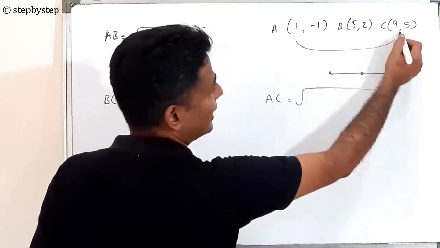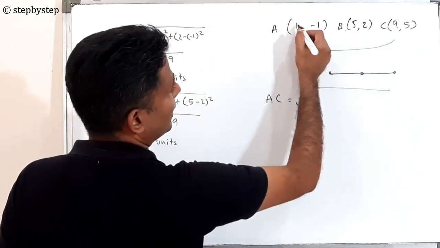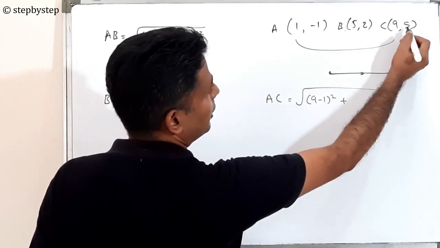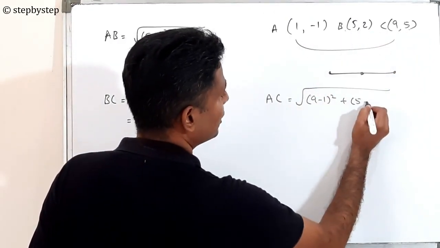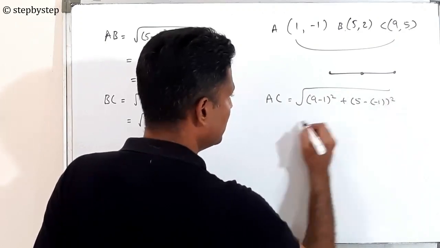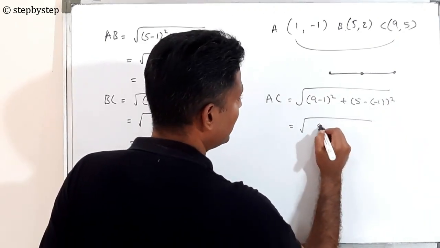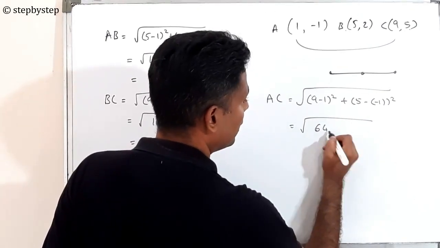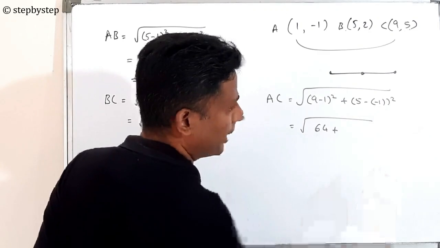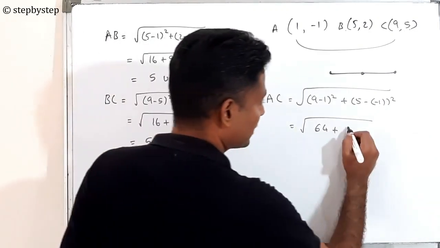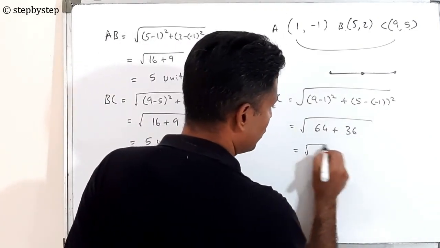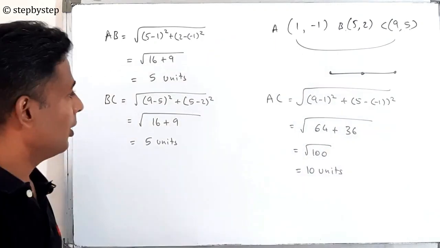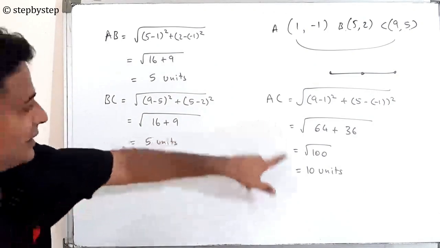I'll again take this as x2 y2. So x2 minus x1 whole square, that is 9 minus 1 whole square, plus y2 minus y1, that is 5 minus of minus 1 whole square. So we get 9 minus 1, 8 square, that is 64, plus 5 minus of minus 1, 5 plus 1, 6 square is 36. So root of 100, that is 10 units. Alright guys, so we have AC as 10 units.